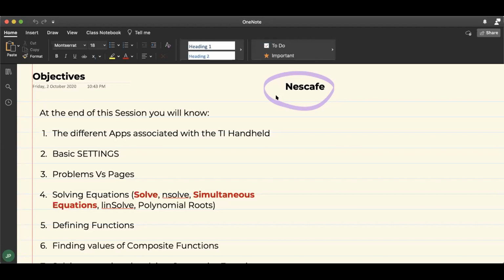Okay, question number two. How long have you been using TI-Nspire? Don't hit send. Okay. 8 years. How long have you been using TI-Nspire? And the magic word is Nescafe.